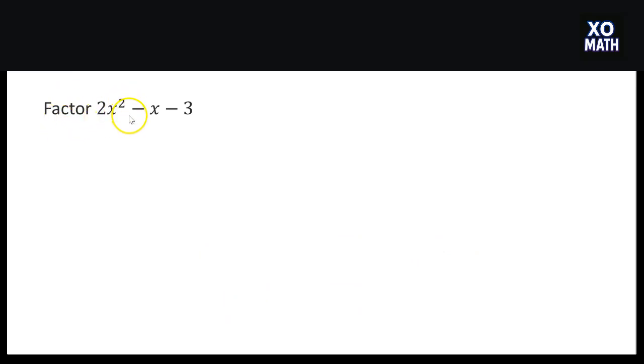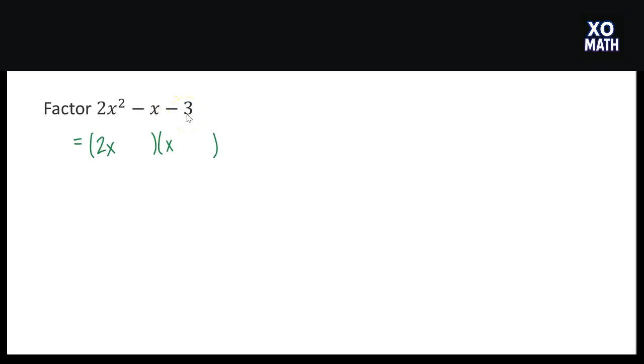Let's factor 2x squared minus x minus 3. Using a guess and check method, this isn't too bad because the leading coefficient is prime. So when we set up our factorization, the only way to get 2x squared is to have one factor start with 2x and the other start with x. So now we're going to focus on that last term, negative 3.